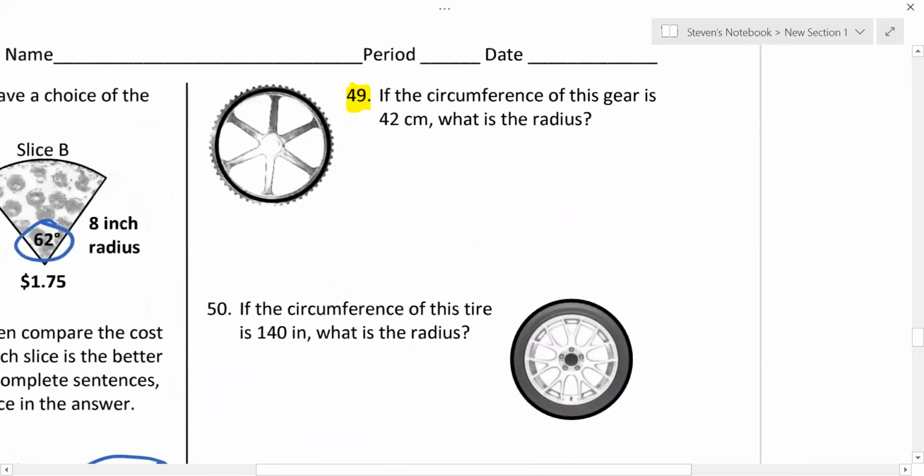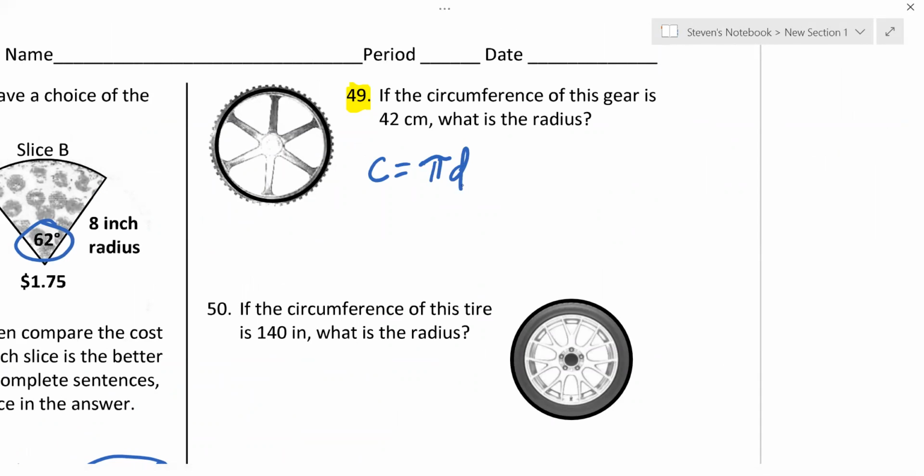49. What's the circumference of this gear? Okay, I'll let you guys do this one. I'm just going to go over it real quick because of time. Circumference of a circle is pi times diameter. That's all you got to do. Okay. Now we got a little bit of time. We can do this one pretty quick.